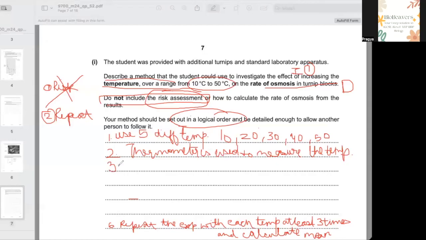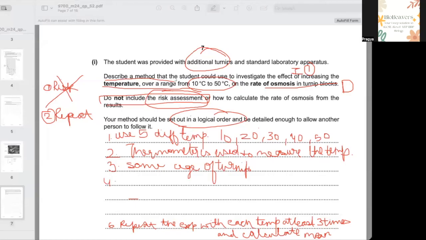Now we come to our constant variables. That is, what are we keeping constant in this process? So obviously they said that we are taking turnips, okay? So we make sure that we have the same age of turnips. So if you say same type, same age, same variety, all of that comes under one. So that's something which we have kept constant. We can pick up another constant.